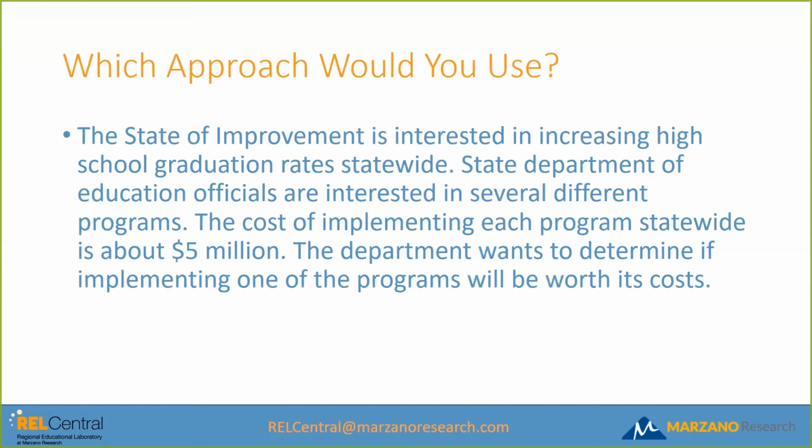So the first one, the state of improvement, which we've determined is an actual place, is interested in increasing high school graduation rates statewide. State Department of Education officials are interested in several different programs. The cost of implementing each program is around $5 million. And what the department wants to determine is if implementing one of the programs will be worth that program's costs. So let's take a minute and think about that, and we'll put the poll up and make your choices.